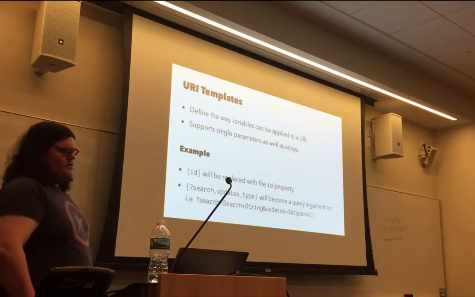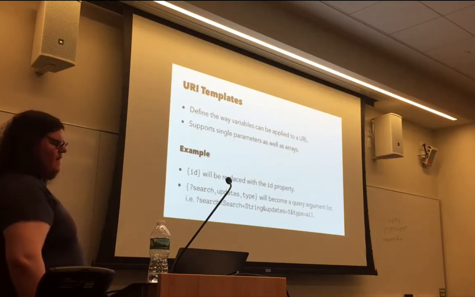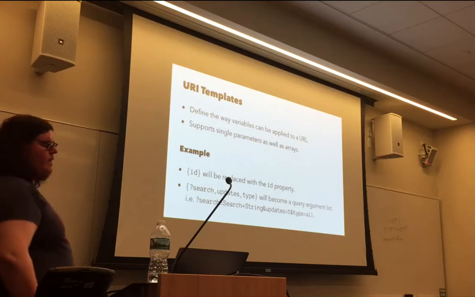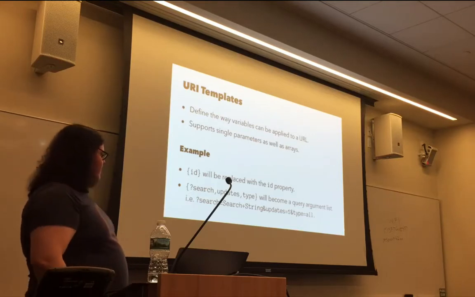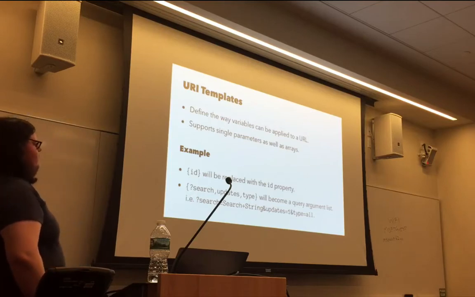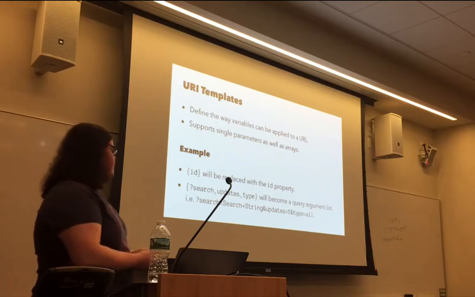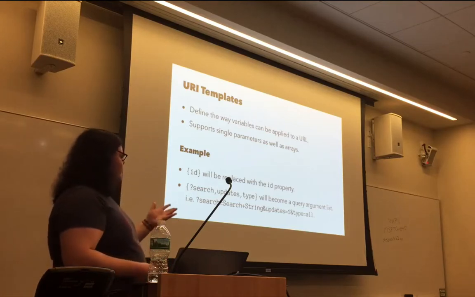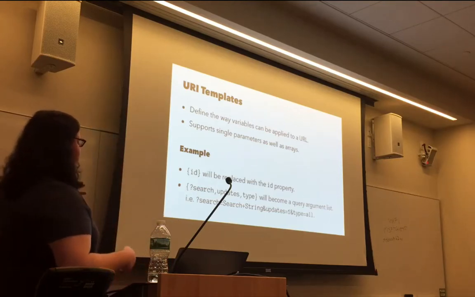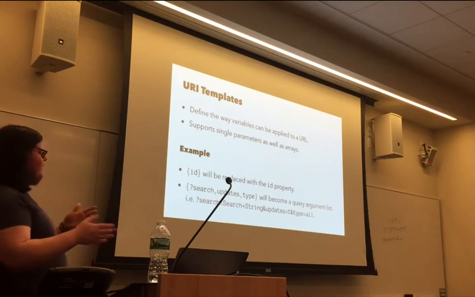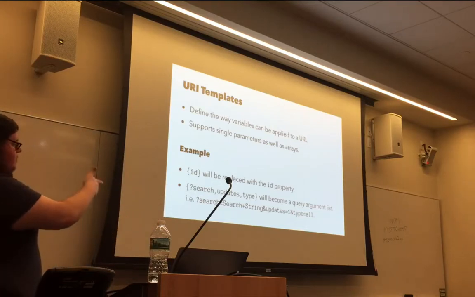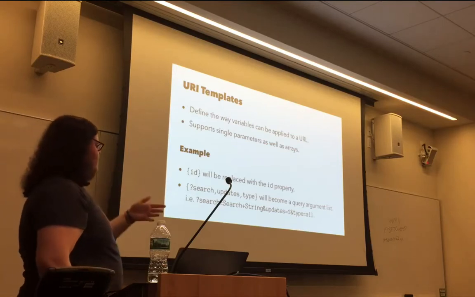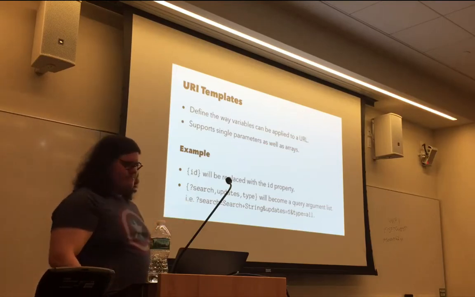We lastly have here URI templates. These define the ways that variables can be applied to a URL. It supports both single parameters as well as an array or a list of parameters. For example, we saw earlier ID is replaced with the ID property for the values. Search, updates and types. The question mark defines that this will become a query argument list. Search is equal to the search string value, updates to 1, type to all.